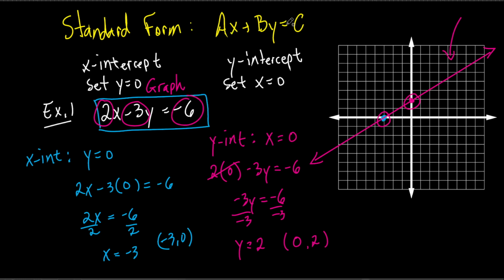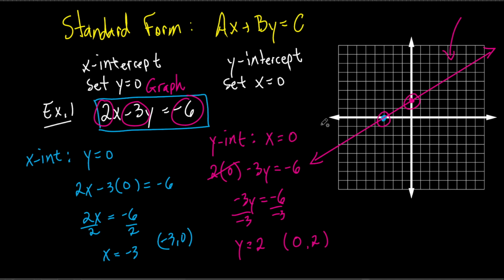So when you see it in standard form, a very easy way to graph an equation in standard form is to use the x and y intercepts. If I ask you to graph something and it looks something like this in standard form, you need to find the x-intercept and plot the point, find the y-intercept and plot the point, connect the 2 points, boom, you're done.